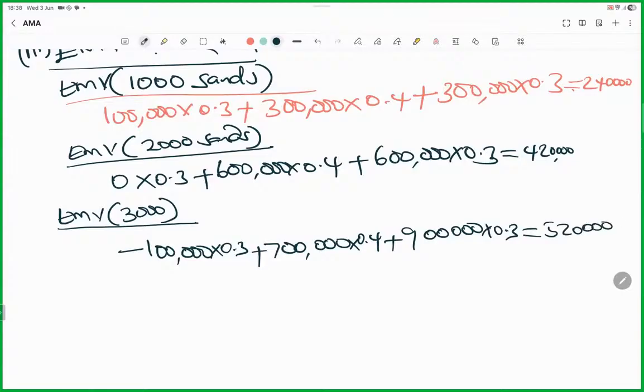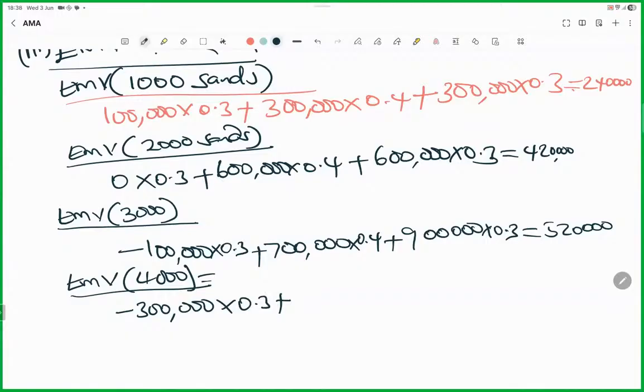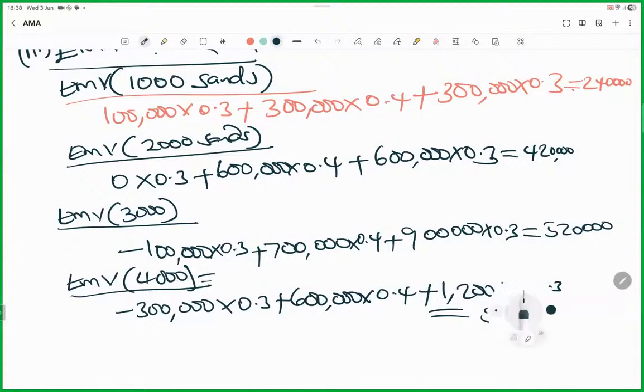And then lastly, we have the expected monetary value of 4,000. For 4,000, I can clearly see there, it will be minus 300,000 times 0.3 plus 600,000 times 0.4 plus 1.2 million times 0.3. Are you able to give me this answer? 510,000.